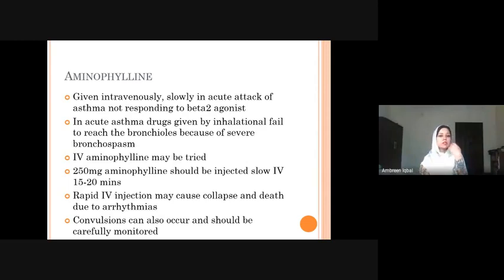Although the inhalation route is normally very effective, here it is not going to cause absorption of the drug. So intravenous aminophylline may be tried, and 250 mg should be injected slowly, intravenously, over 15 to 20 minutes. It is given slowly because it has a very low safety margin; it causes cardiac arrhythmias and stimulates the cardiac cells. So you want to administer it slowly in order to prevent other side effects. Rapid intravenous injection may cause collapse and death due to arrhythmias. Convulsions can occur and should be carefully monitored.